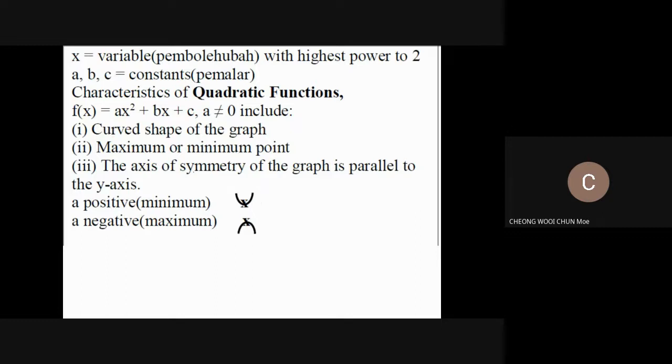Then the axis of symmetry of the graph is parallel to the y-axis. What do you mean by that? If the graph is like this, this is the axis of symmetry. This one is parallel to the y-axis.